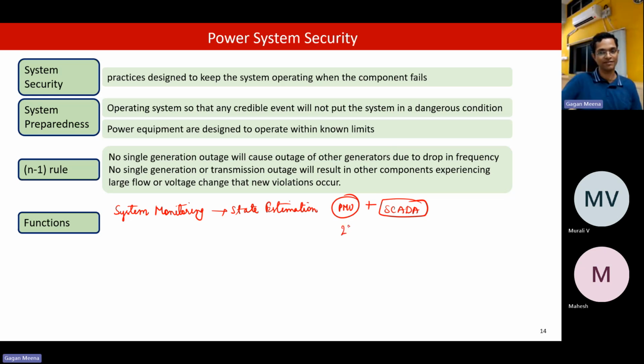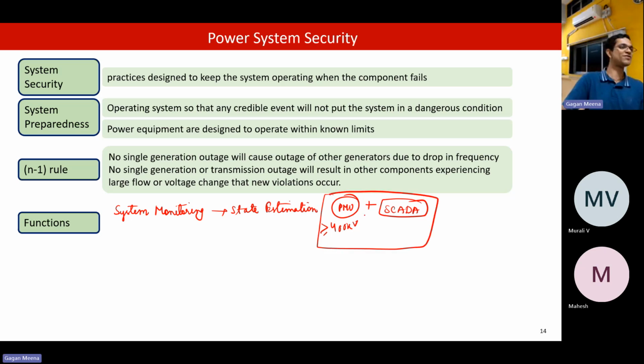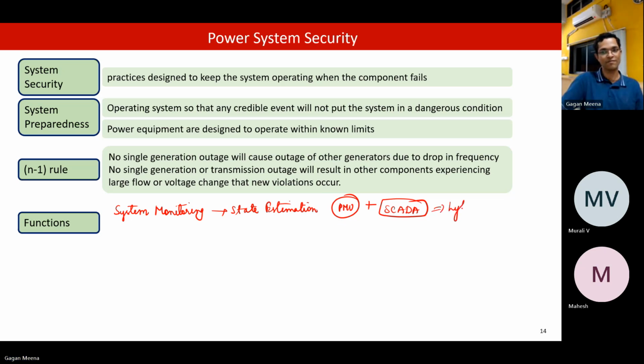Now they're trying to have them at 230 kV also. That is the next phase of PMUs. So 400 kV and above substations have PMUs, and the remaining are still operating with SCADA. How to combine these two data is another challenge that we will see in hybrid state estimation: how to use these two data to get a picture of the system.